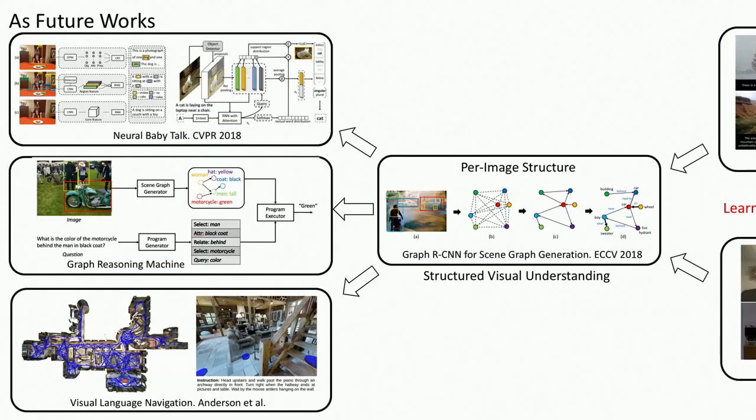And finally, this is a recently very popular visual language navigation task, and we know that in these models, they usually do not have a structured visual understanding of the image. What if we can extract the objects, get the attributes and even the relationships of the objects? It might probably help the model get a better visual language navigation performance.